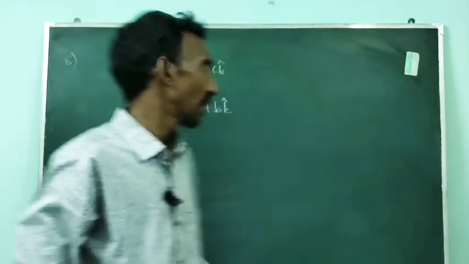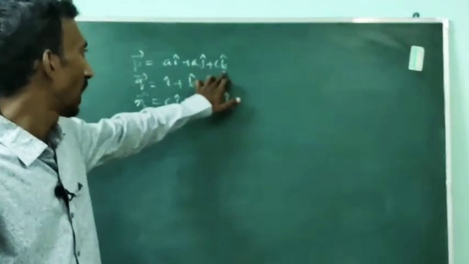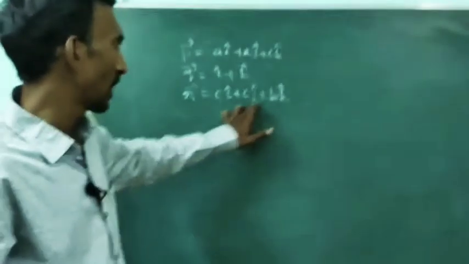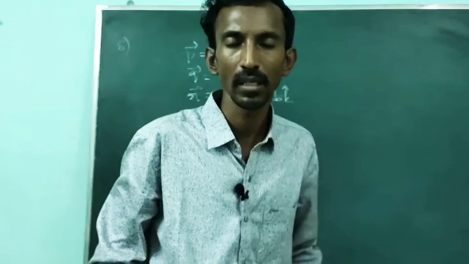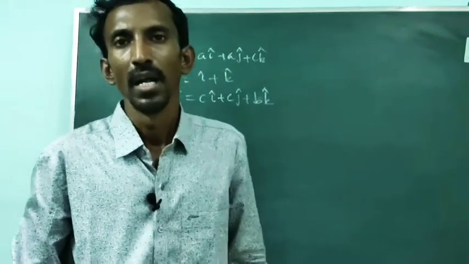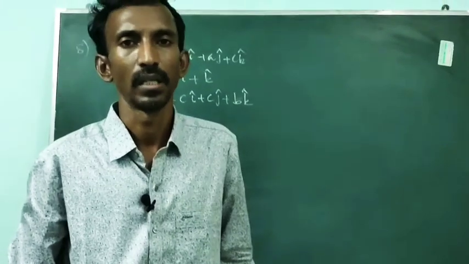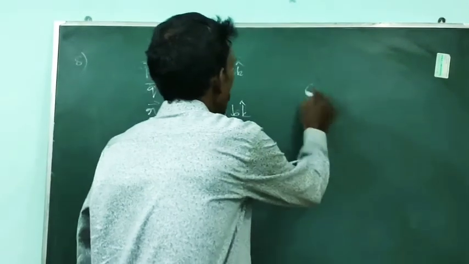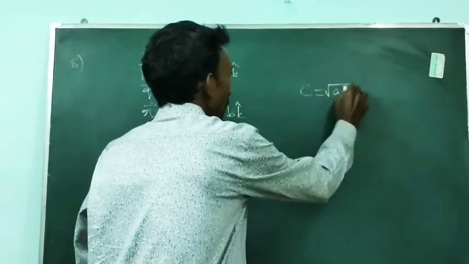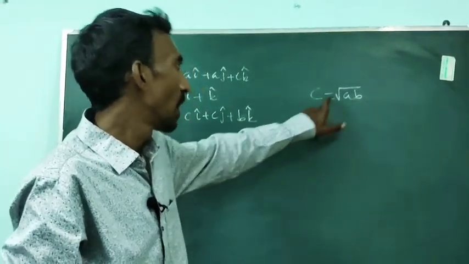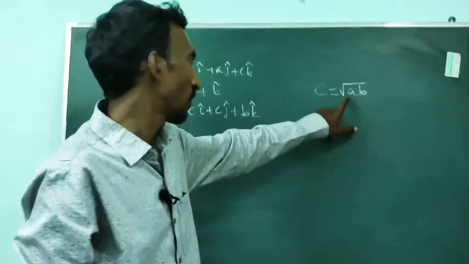Exercise 6.2, question number 9. If the vectors ai plus aj plus ck, i plus j, and the third one ci plus cj plus bk are coplanar, then show that c is the geometric mean of a and b. That means our aim is to prove c equal to root of ab.